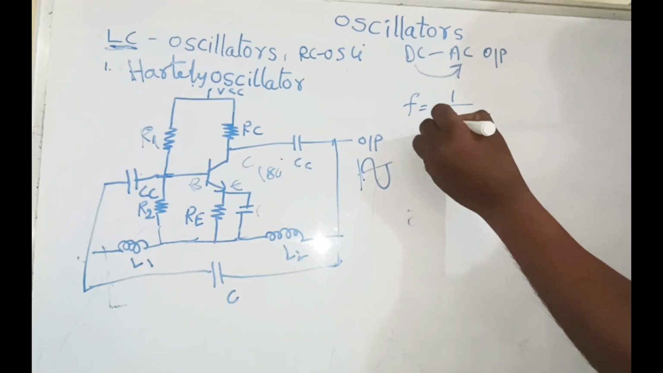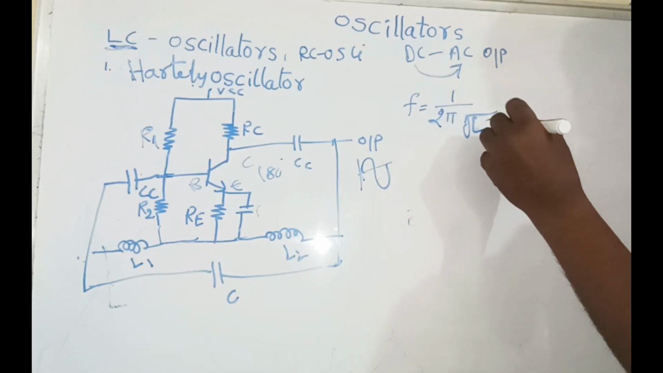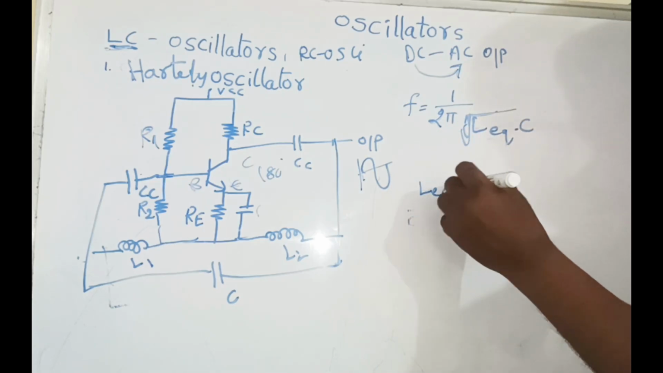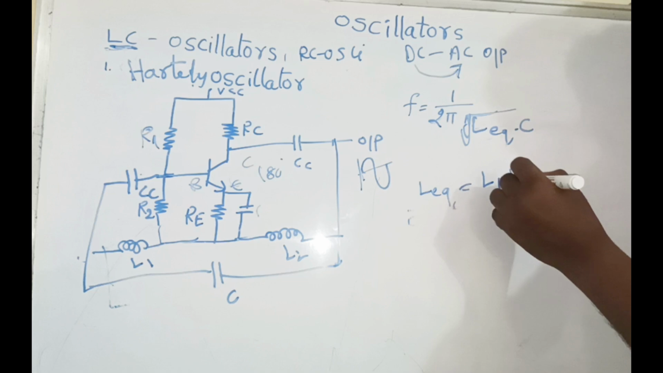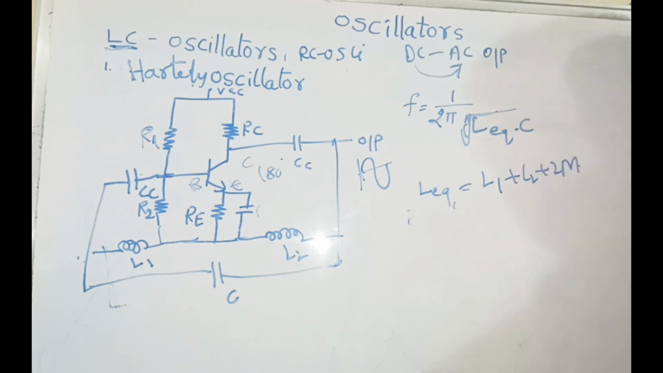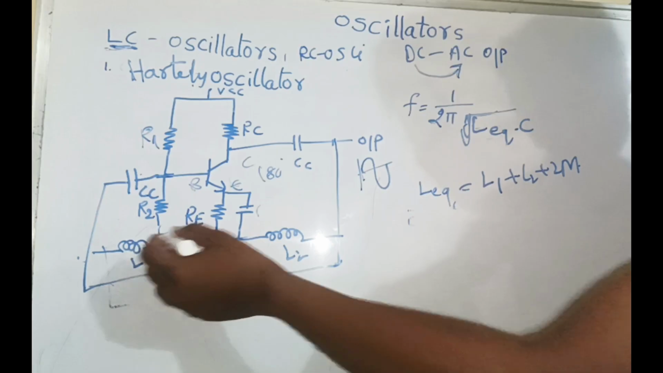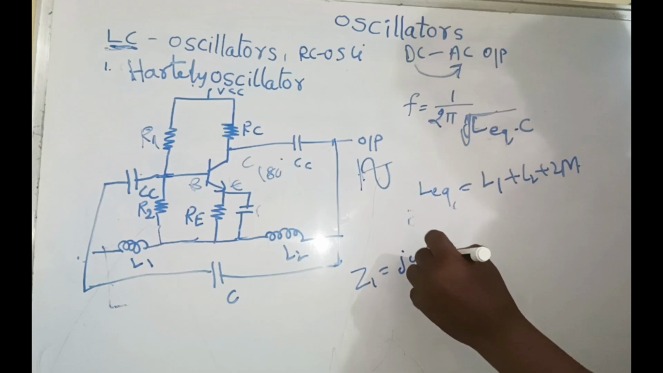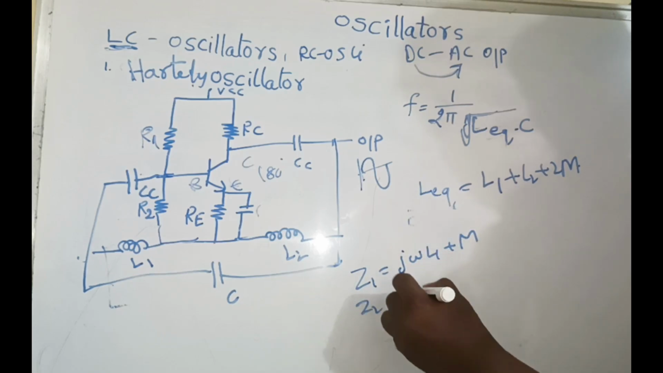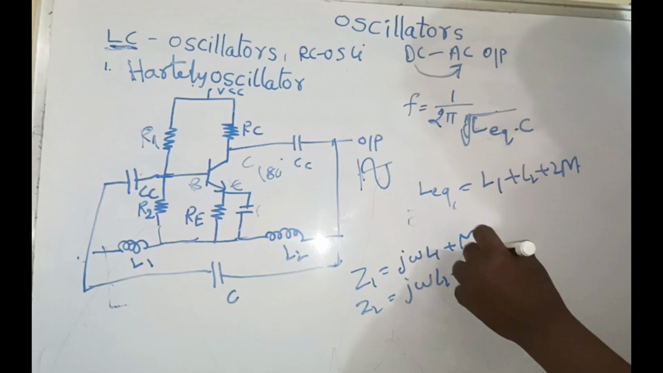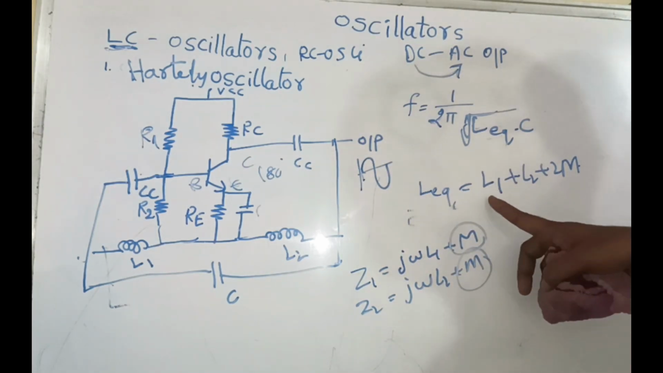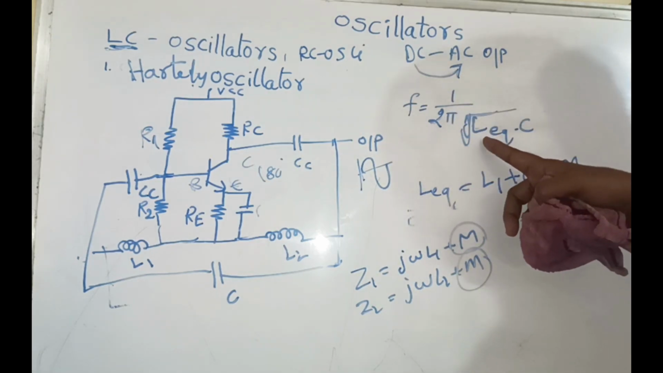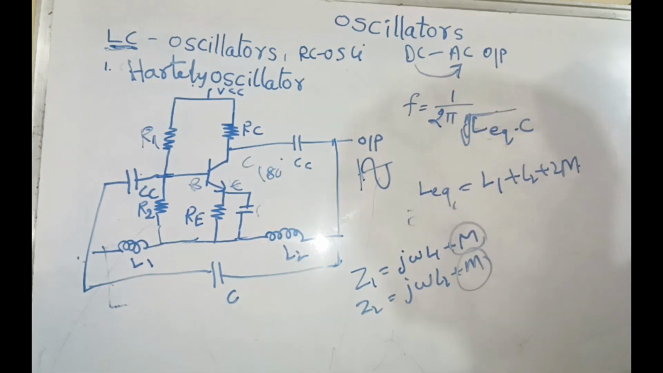Then the frequency formula is 1 by 2 pi square root of L equivalent into C, where L equivalent is L1 plus L2 plus 2M. Here we have two inductances: the first impedance Z1 is j omega (L1 plus M), and Z2 is j omega (L2 plus M). M is the mutual inductance. Because of that, we get L1 plus L2 plus 2M, so the frequency is 1 by 2 pi square root of (L1 plus L2 plus 2M) into C. This is the Hartley oscillator.